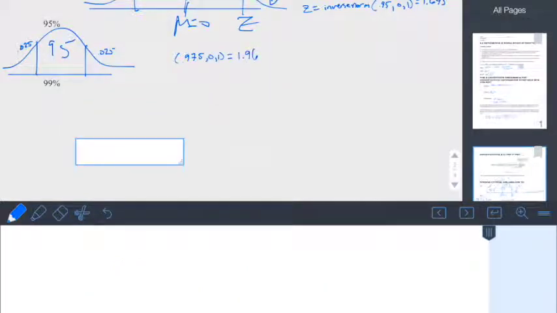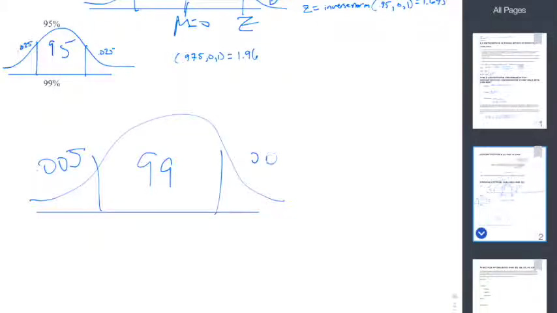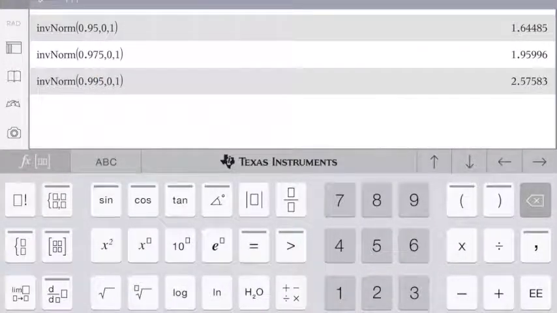And if we do 99 real quickly, then that means there's 1% in the tails, so 0.005 in each tail. So we want our z-score, and we'll use 0.995. So 2.58.